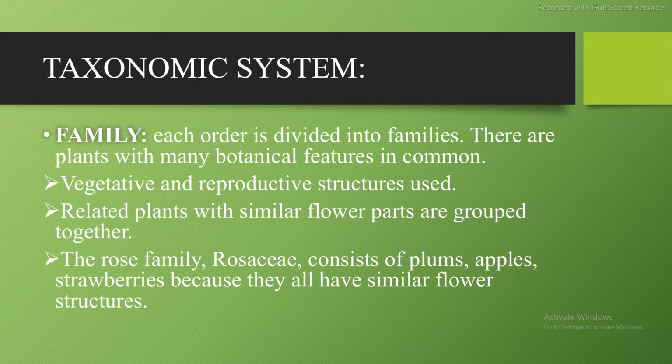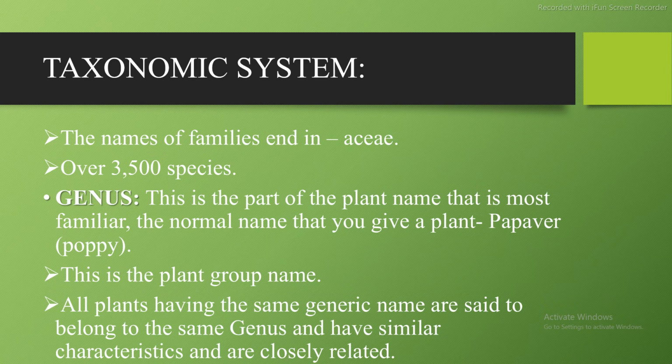Next is family. Each order is divided into families. There are plants with many botanical features in common. Vegetative and reproductive structures are used. Related plants with similar flower parts are grouped together. The rose family Rosaceae consists of plums, apples, and strawberries because they all have similar flower structures.